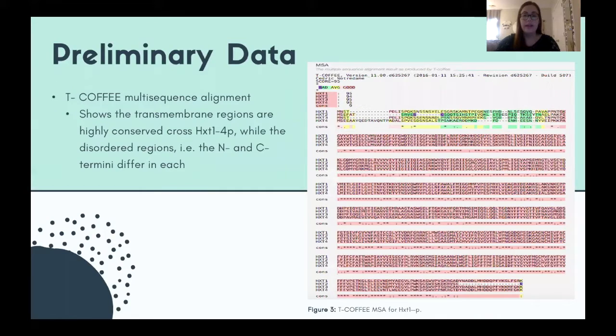This led us to compare the sequences of these proteins, thinking there could be a difference in their structure. A T-Coffee multiple sequence alignment between the first 4 HXTs was done. What we found is that the transmembrane region of HXT1 through 4 are highly conserved. The only place we get any real variation is at the N and C termini.